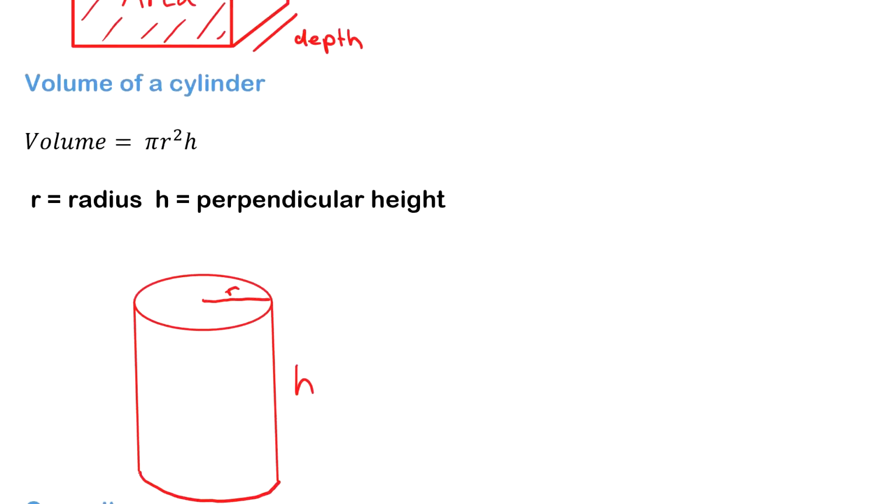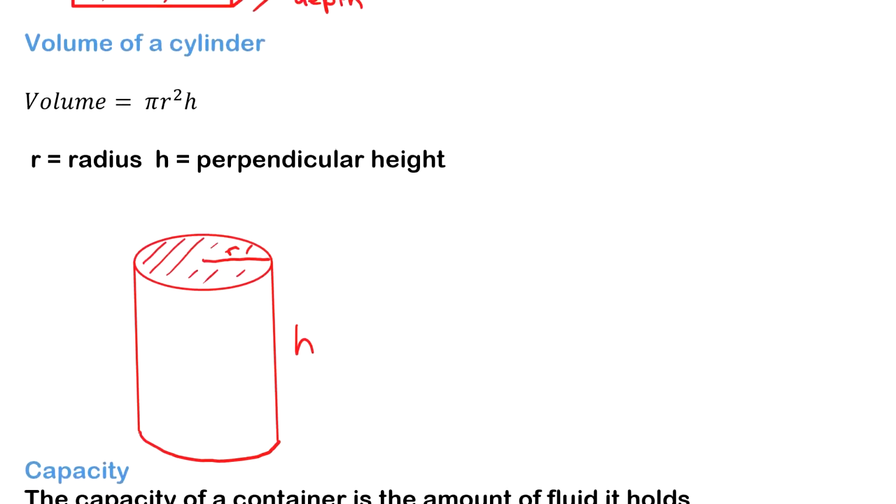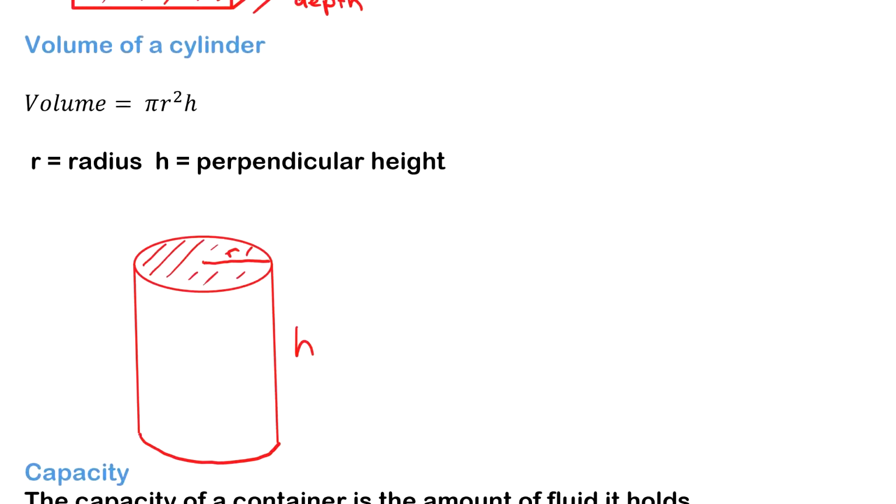Now, the volume of a cylinder is pi r squared h, but it's kind of the exact same thing as the prism. Essentially, you're finding the area for this shape up here, this circle, and then you're multiplying it by how far down it goes here, that height, so from here to here. So the same kind of thing. Again, r is the radius, and h is the perpendicular height in this case.